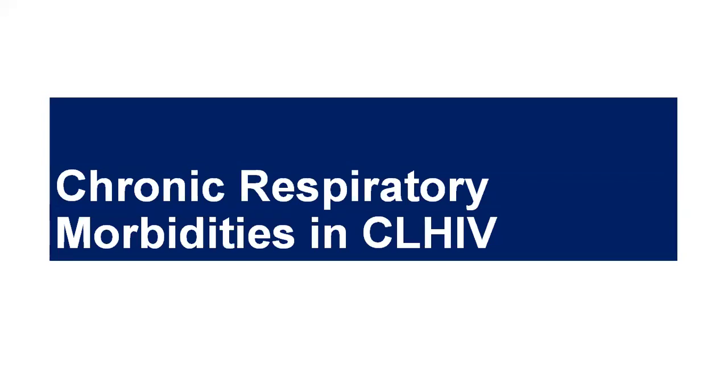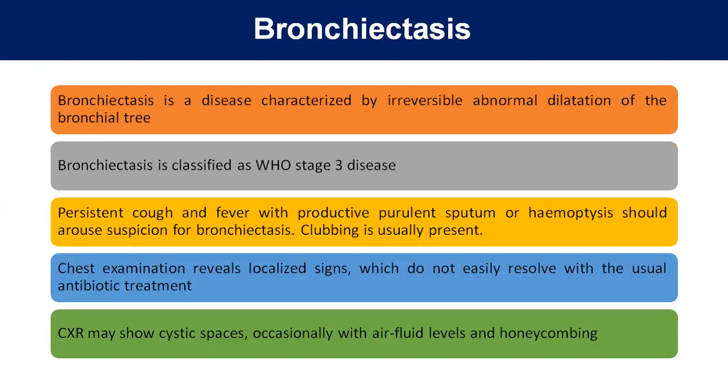Coming to the next comorbidity, which is chronic respiratory morbidity in CLHIV. Firstly, we will talk about bronchiectasis. What is bronchiectasis? It is a disease characterized by irreversible abnormal dilatation of the bronchial tree. When a child with CLHIV has bronchiectasis, it is classified as WHO stage 3 disease.